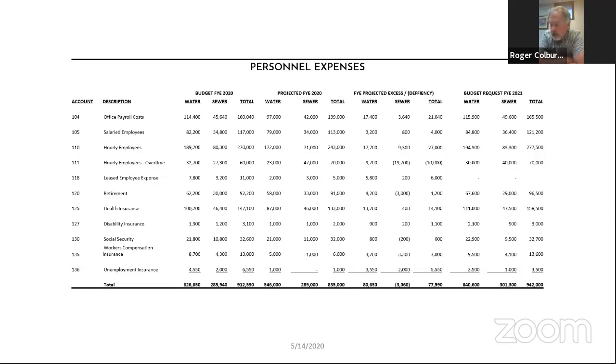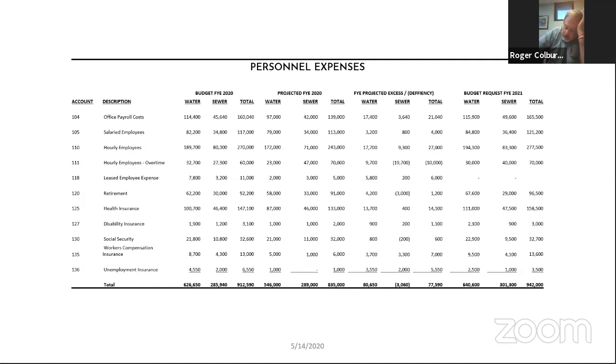So when you start looking down the list, you look at your budget request for FY 2021. On the water side it's around 640,000, and on the sewer side, around 300,000. You can see it at 942,000, and that reflects roughly a $30,000 increase over what was approved in the budget last year. What we're projecting, though, is significantly less, and I think that's reflective of the partial staffing levels that we've had this year.